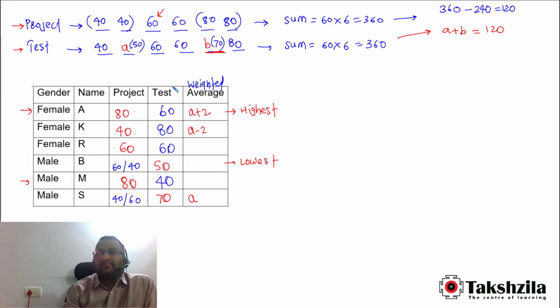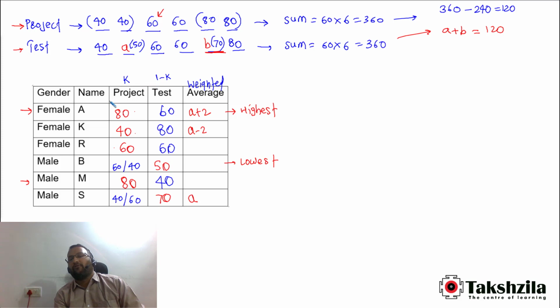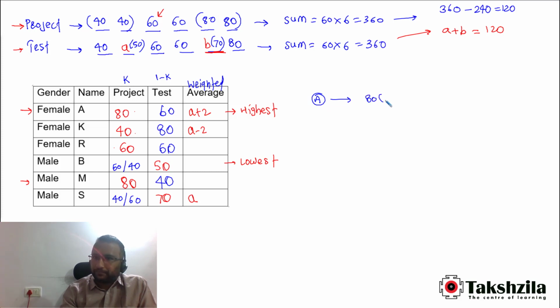Let's take the weight for project is K and the weight for the test is 1 minus K, because in the question it is given that the sum of weight for the project and test is equal to 1. So now let's form an equation for A. The total weighted average or the aggregate score for A is going to be 80 into K plus 60 into 1 minus K is equal to A plus 2.